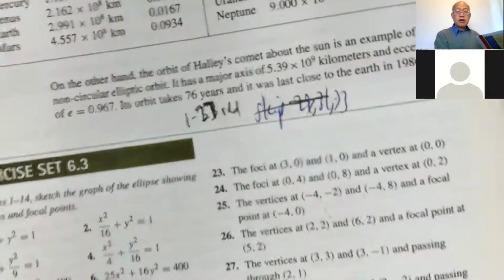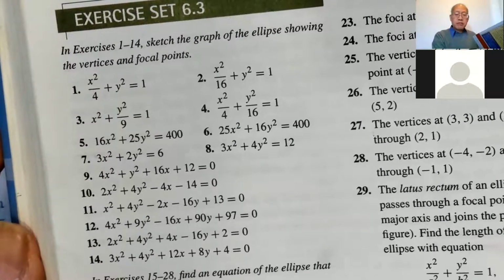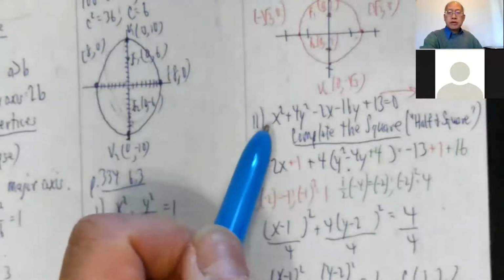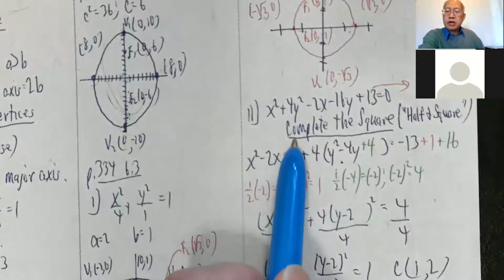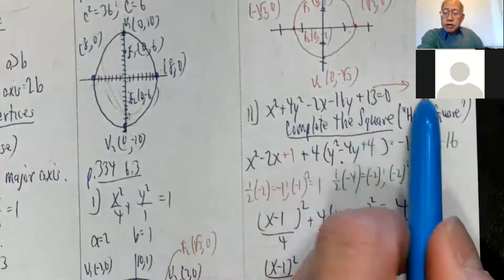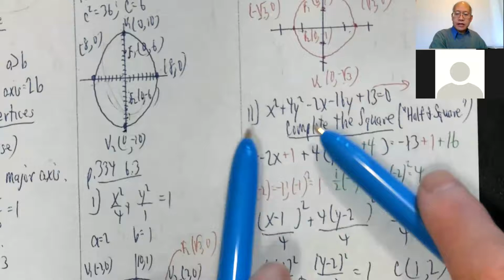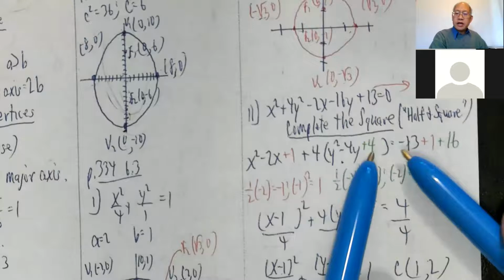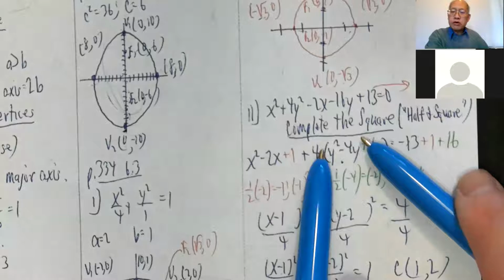Now, number 9, we have to complete the square again. So there's a completing the square mess. x squared plus 4y squared minus 2x minus 16y plus 13 equals 0. Do you recall completing the square, the half and square concept? The first thing I do is move the 13 over. It becomes negative. Put the x's together, put the y's together. So x squared minus 2x, 4y squared minus 16y. And furthermore, factor out the 4. So 4 parentheses y squared minus 4y.